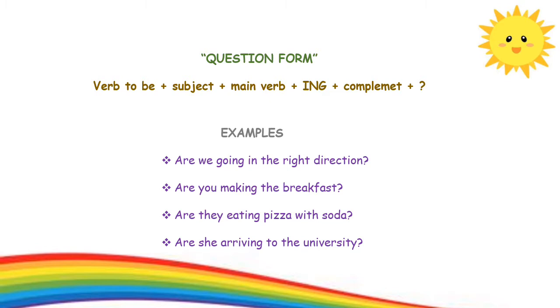As you can see in the first example, are is the verb to be, the subject is we, the main verb is go, but in this case we have added the ing form, and the complement is in the right direction. And don't forget the main point, that is the question mark, in order to make a question.